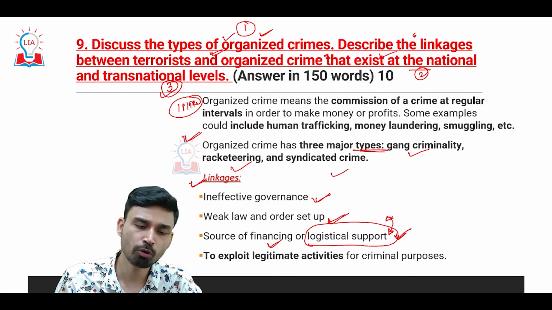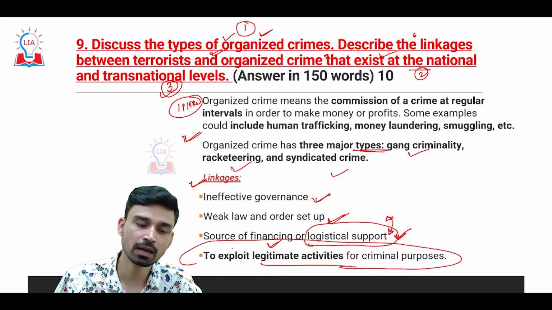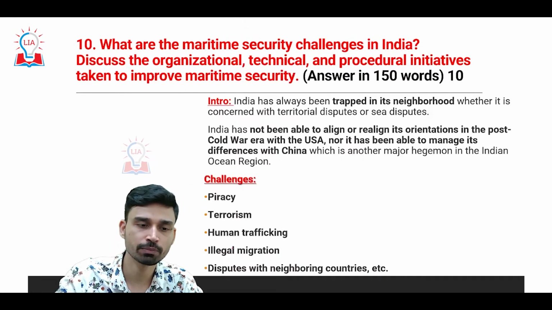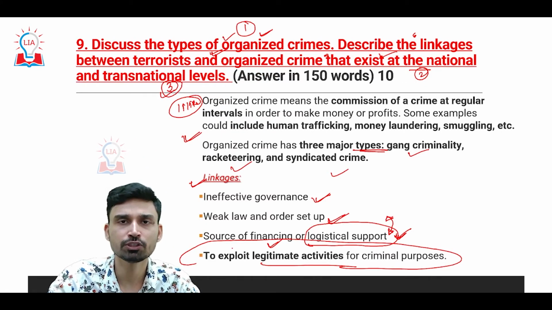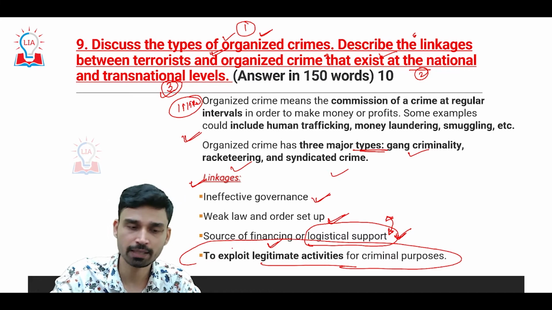gang, and to exploit legitimate activities for criminal purposes. That is how the organized criminal gangs and terrorist organizations basically both operate. So this would have been the general structure of this particular answer.